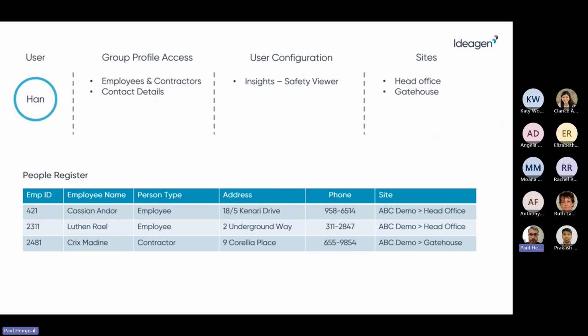And then when we look at the people register for Han, Han's able to see both employees and contractors, and he's allowed to see workers that are assigned to head office and gatehouse. And because Han can see contact details, he's allowed to see their address and phone number, etc.